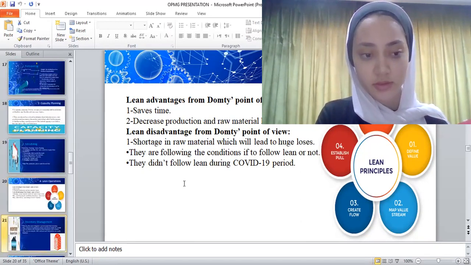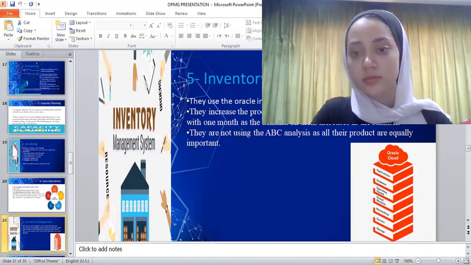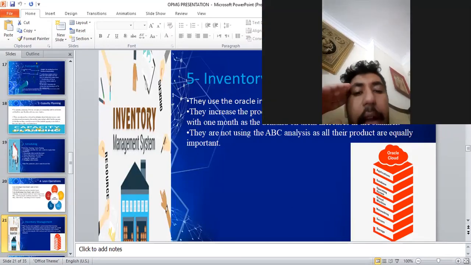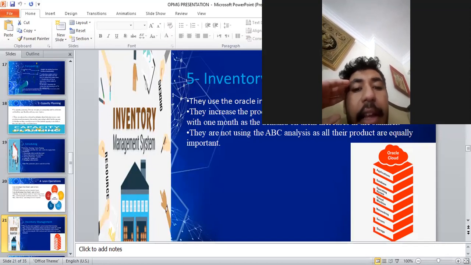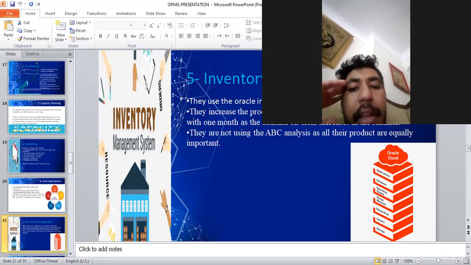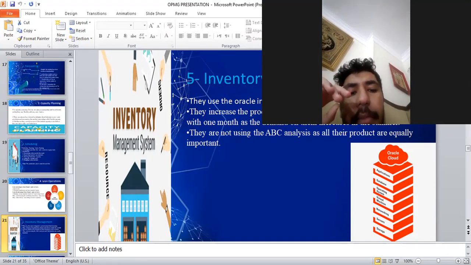The fifth function. We asked Domty what inventory management software they were using, and they said they have an integrated Oracle system to track their inventory. They increase their juice and cheese production one month before summer, as the demand increases in the summer. They are not using ABC analysis. All of their products are equally important. That's when we asked them about the ABC analysis. Next.